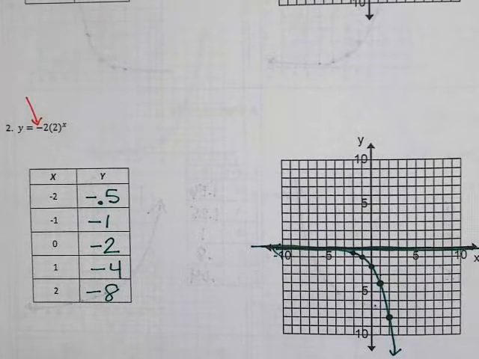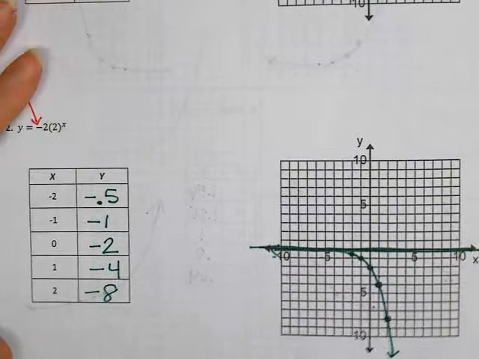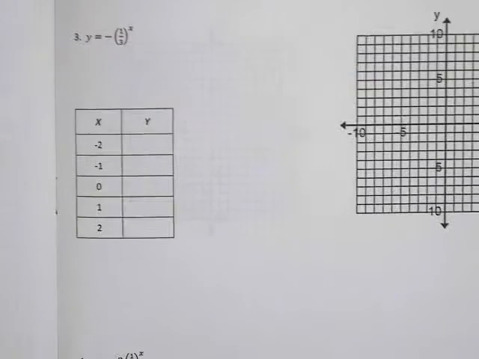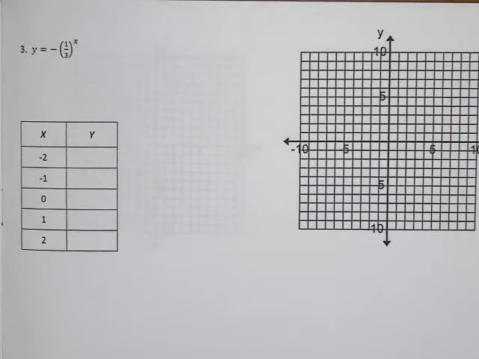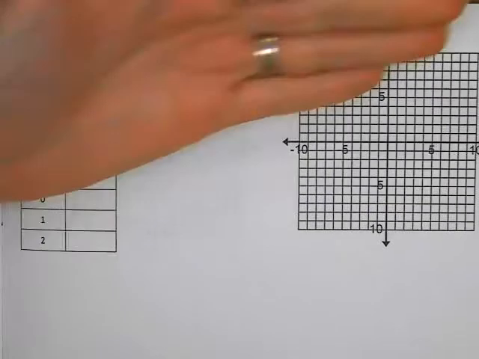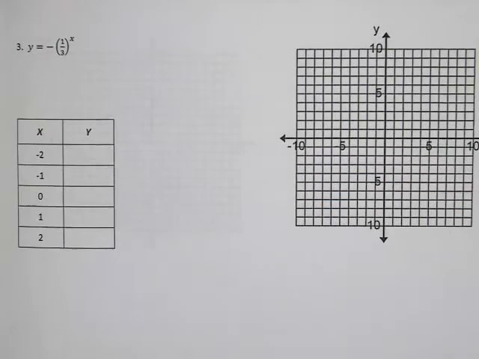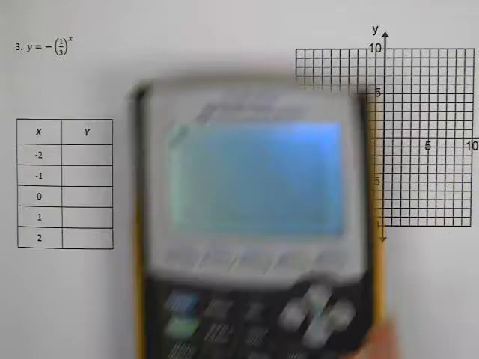All right, guys, let's do one more. We'll do one more. Because this one, yeah, let's do this one. All right, well, you know it's negative, so you know it's going to be flipped down here. Let's plug in these points.